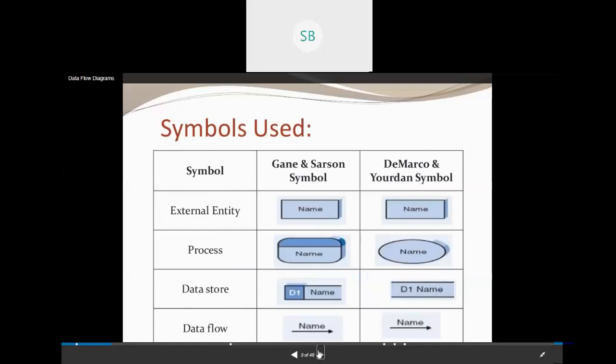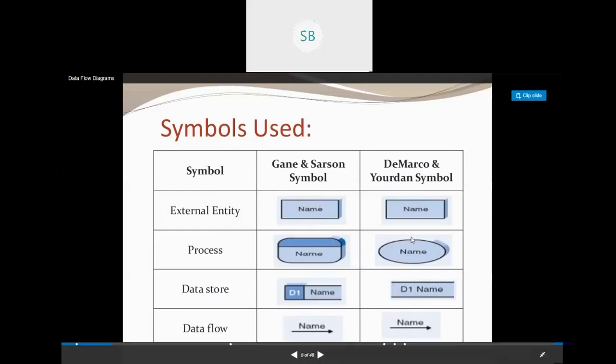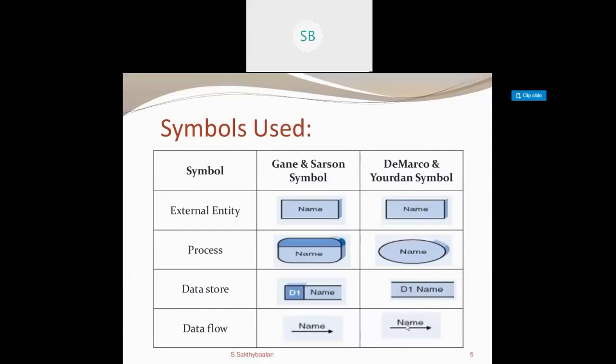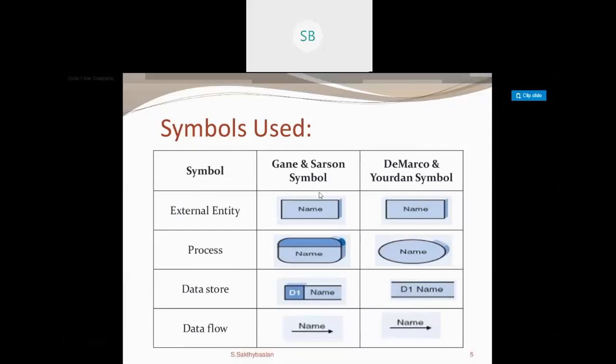See, for DFD diagram, we have two kinds of conventions. One convention was given by Gane and Sarson symbol, and the other was DeMarco and Yourdon symbol. If you go by Rajiv Mall's book for software engineering from IIT, he follows this convention for drawing the diagram, that is DeMarco and Yourdon. And some of the books go for Gane and Sarson symbol.